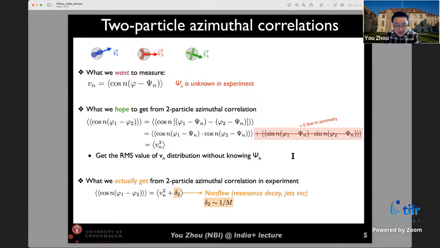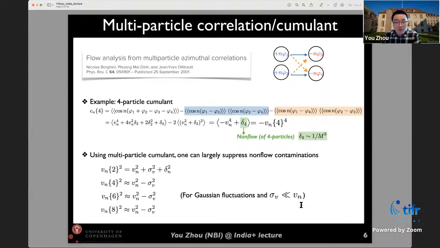While in reality, what we really get from the 2-particle azimuthal correlation is basically the Vn square plus an additional contribution or contamination called the non-flow effect, such as resonance decays and jets. And I believe Sergey already explained in the previous lecture what non-flow is and how to suppress it. And one of the powerful ways is using multi-particle correlations or multi-particle cumulants.